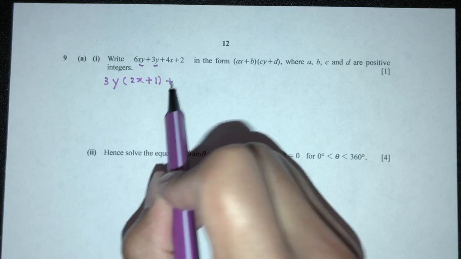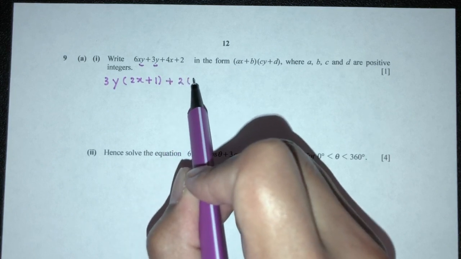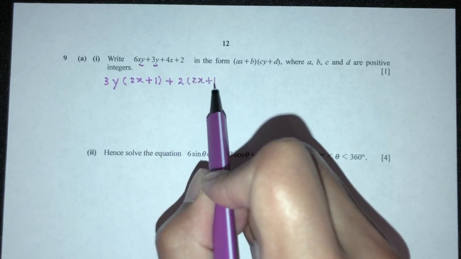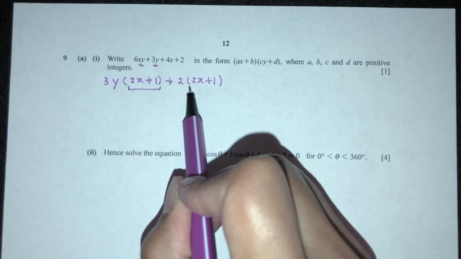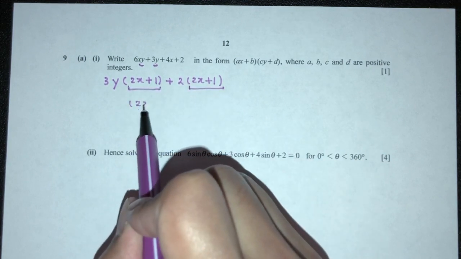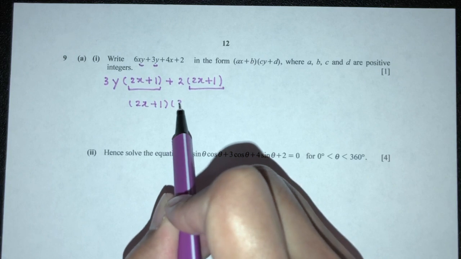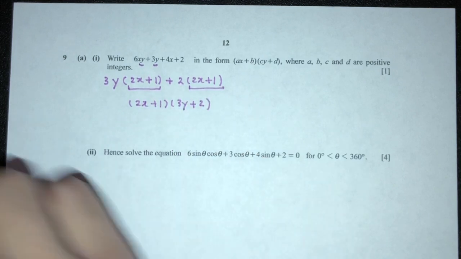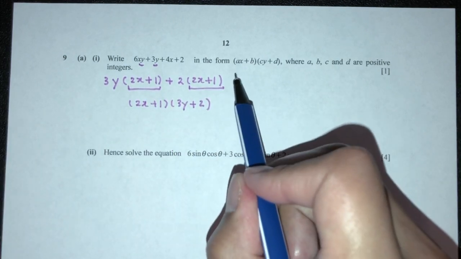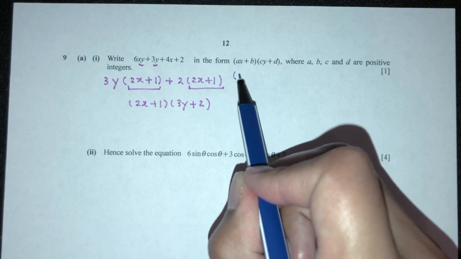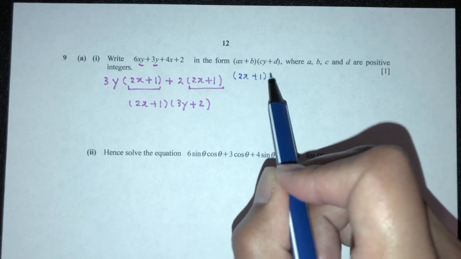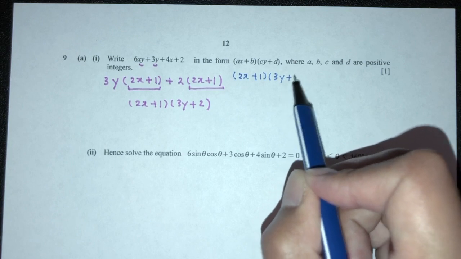Here you have 2 in common. That will be 2x plus 1. Now this and this are the same. We can factorize this outside. You will have 2x plus 1. That will be remaining 3y plus 2. So by comparison, that will be simply as 2x plus 1 times 3y plus 2.